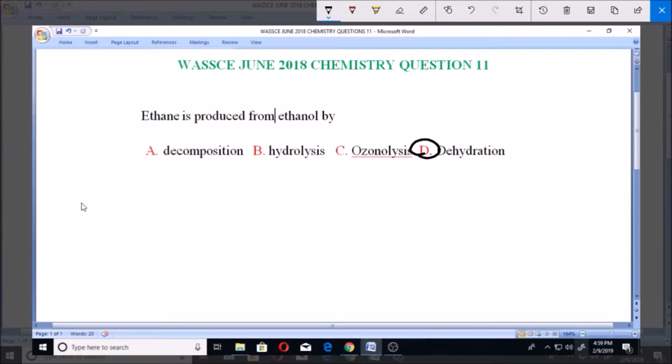And why is it dehydration? Because when ethanol is dehydrated by hot concentrated tetraoxosulfate 6 acid, you get ethane, and this is actually the removal of one molecule of water from ethanol. That's why we call it dehydration, the removal of water.